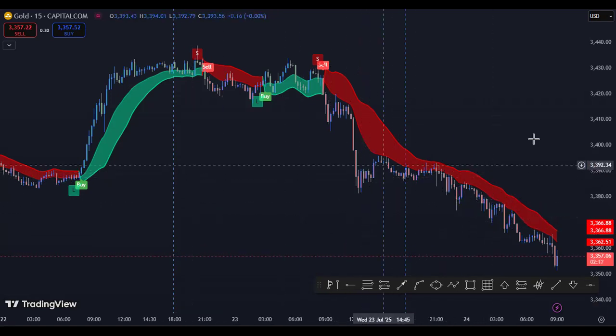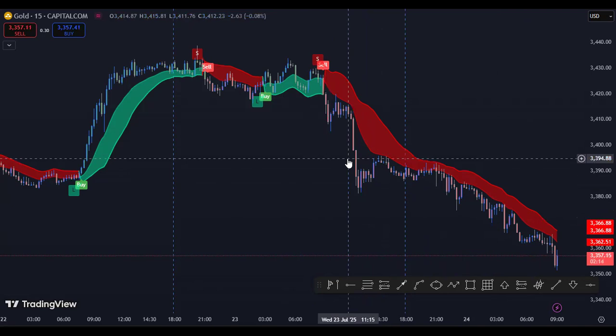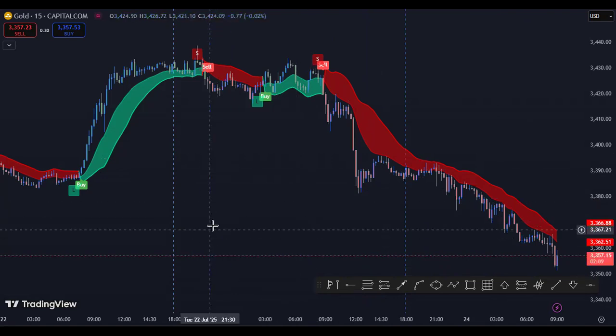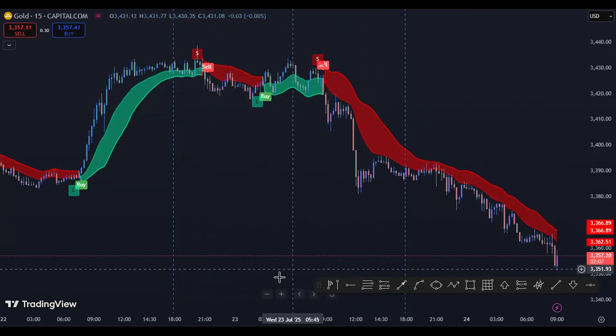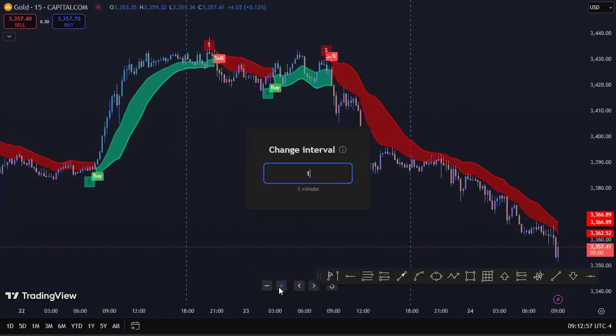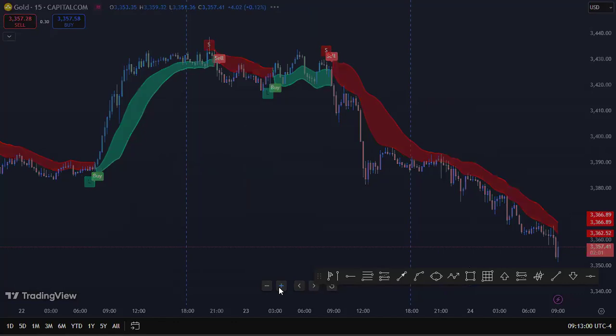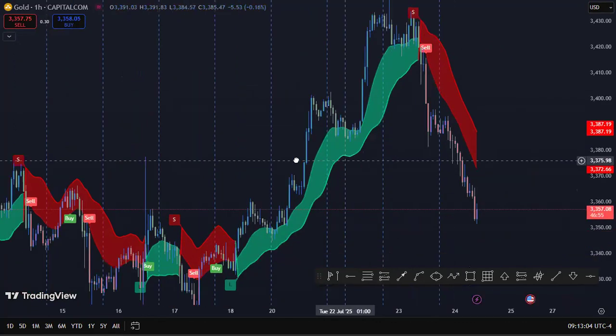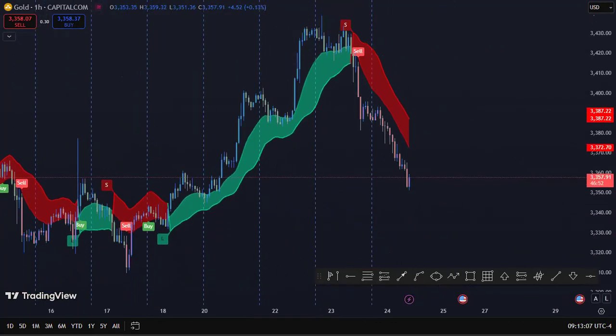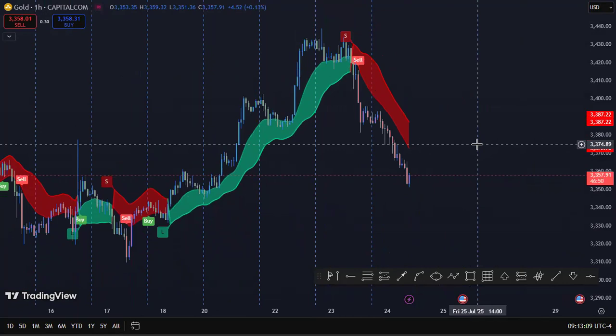Okay. So since we're currently looking at the 15 minutes time frame, let's just quickly jump into the 1 hour. Okay, seeing that we are on the 1 hour time frame, which is the time frame that I would recommend when using this system. So this system is a trend-based trading system.